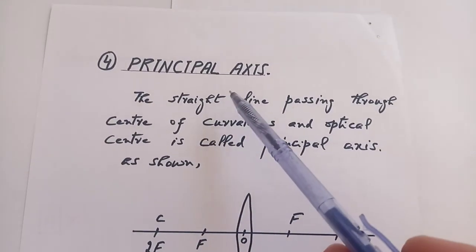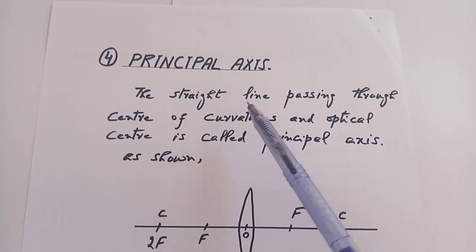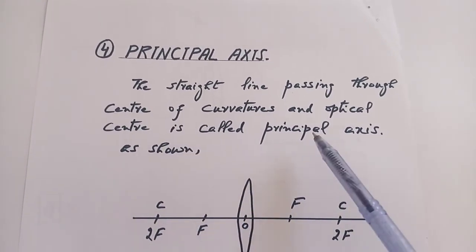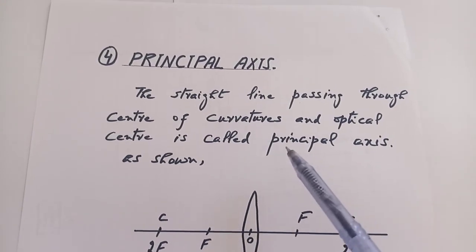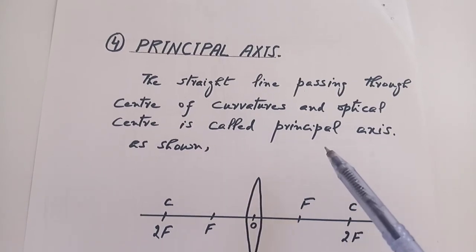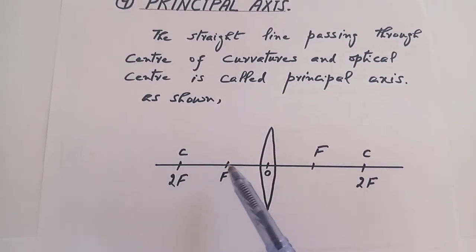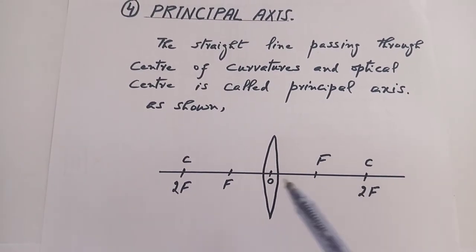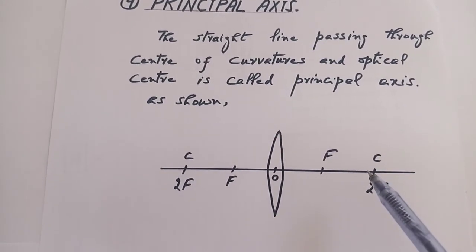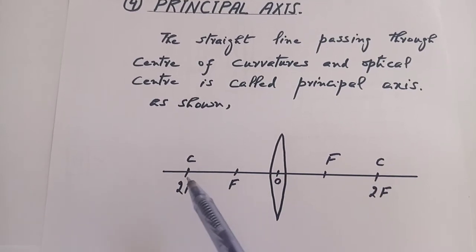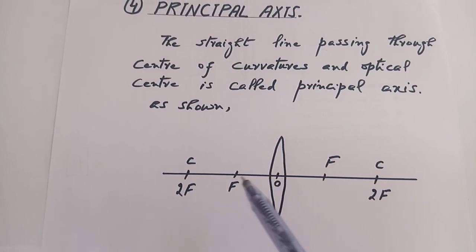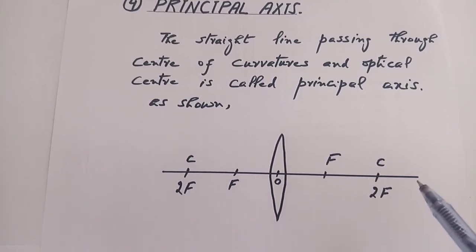Next is principal axis. What is principal axis? The straight line passing through the centers of curvature and optical center is called principal axis. Now this is the straight line. This line is called principal axis because this line is passing through the center of curvature here and then the optical center.